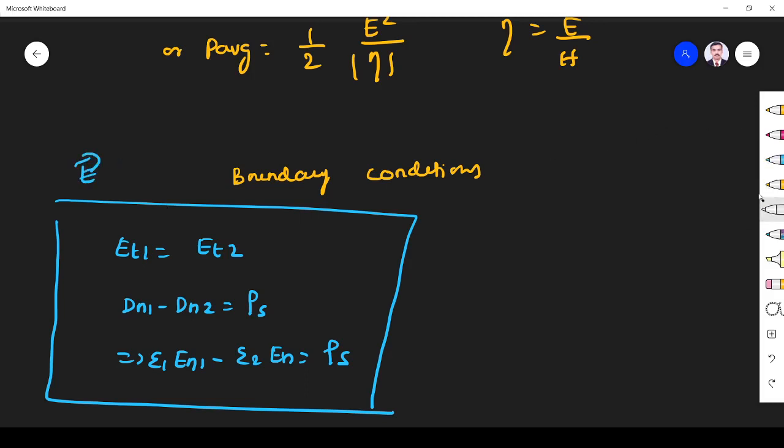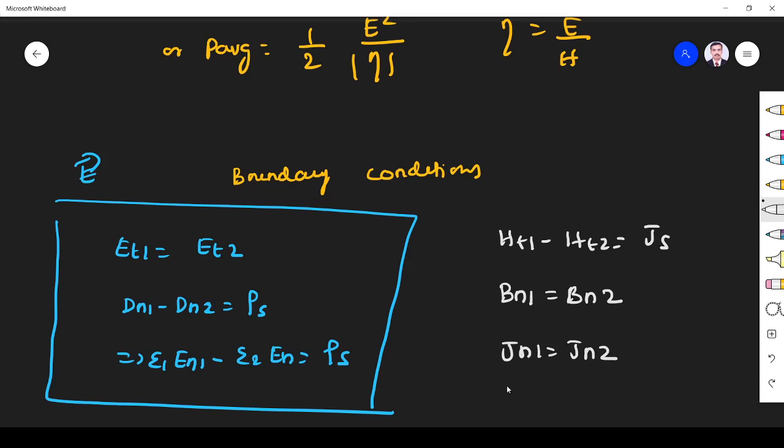Similarly, for magnetic field, Ht1 minus Ht2 is equal to Js, because electric field is created by charge, magnetic field is created by current. So Bn1 normal component is equal, Bn1 is equal to Bn2. Fine. And Jn1 is equal to Jn2. Right.